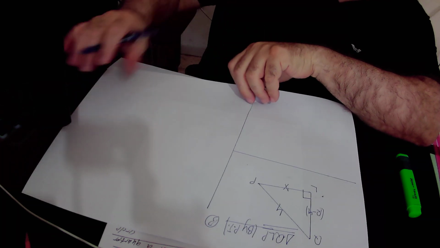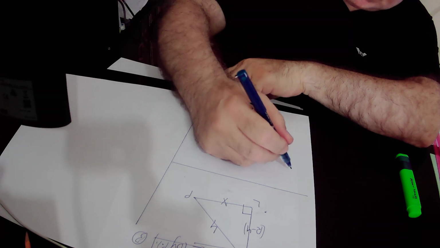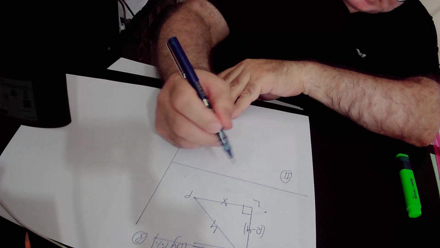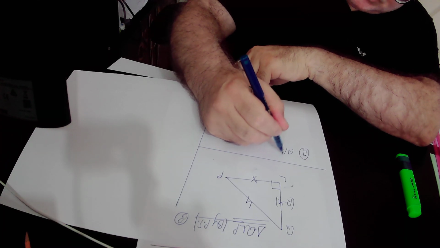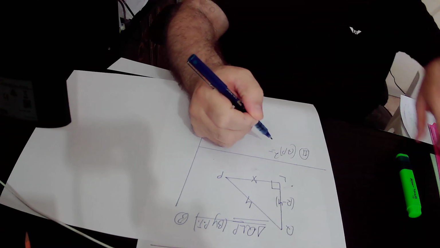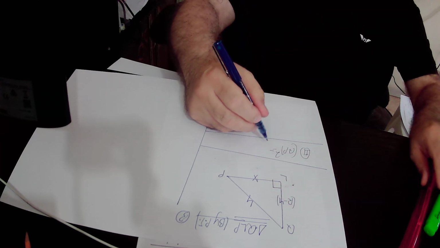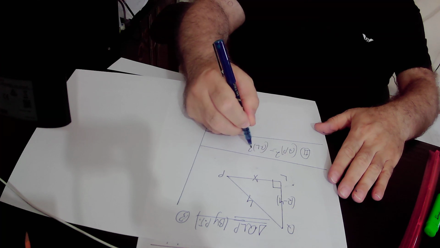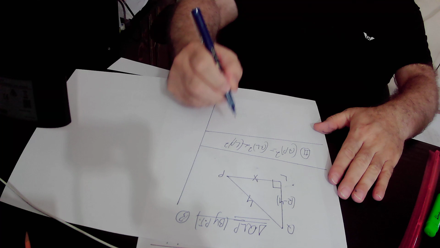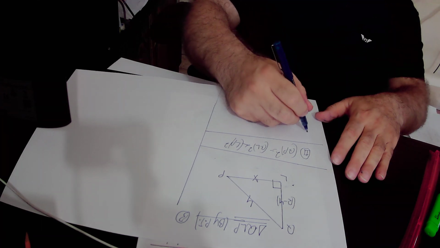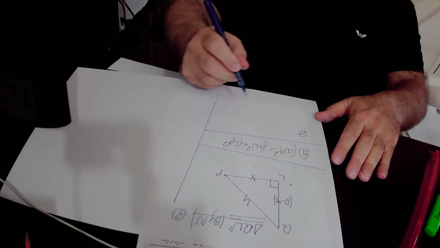According to the Pythagoras theorem, the square of the hypotenuse equals the sum of the squares of the perpendiculars. The hypotenuse is QP, therefore the square of the hypotenuse is QP square, and it must be equal to the sum of the squares of the perpendiculars. That is to say, it must be equal to QL square plus LP square. So QP square equals QL square plus LP square according to the Pythagoras theorem.